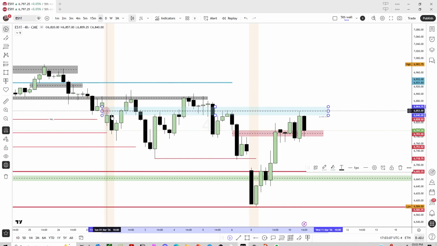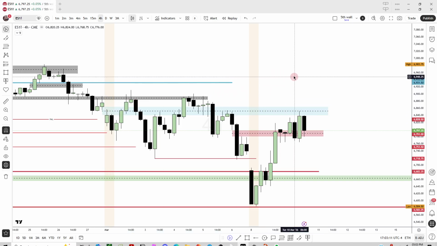We do have this liquidity void back here, the new week opening gap. I personally don't actively trade the new week opening gap, so this is a gap too. Obviously, it closed here, opened here, new week opening gap here. So this is the previous week's.